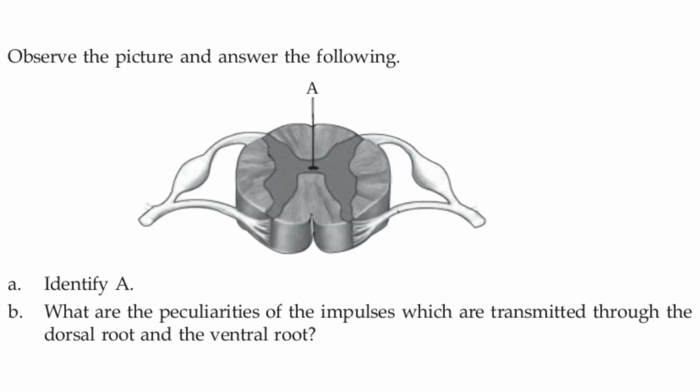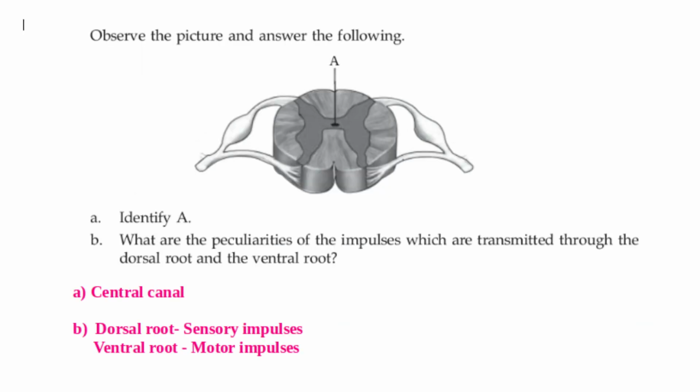Next question. Observe the picture and answer the following. Here the picture of a spinal cord is given and a part is labeled as A. The first question, identify A. Second, what are the peculiarities of the impulses which are transmitted through the dorsal root and ventral root? Here the part indicated A is the central canal. We know the dorsal root carries sensory impulses and the ventral root carries motor impulses.